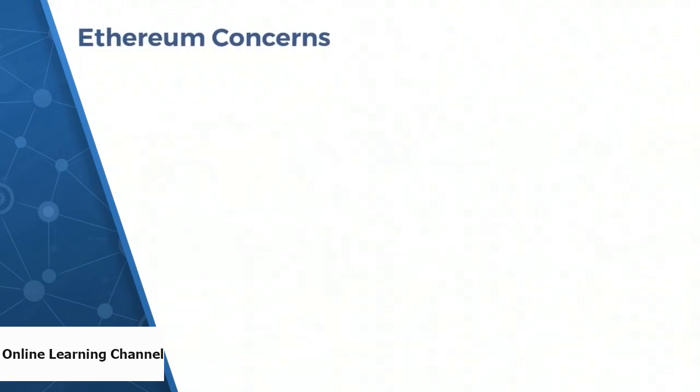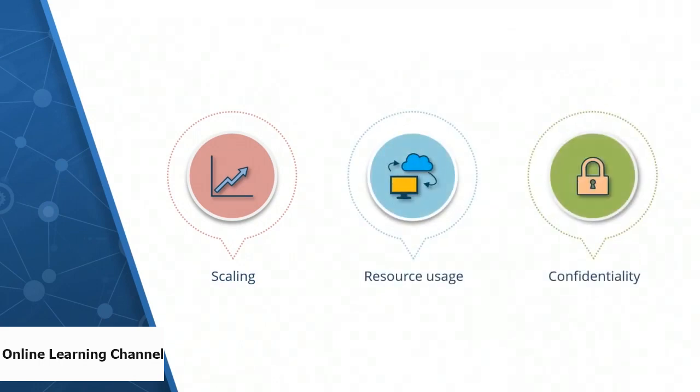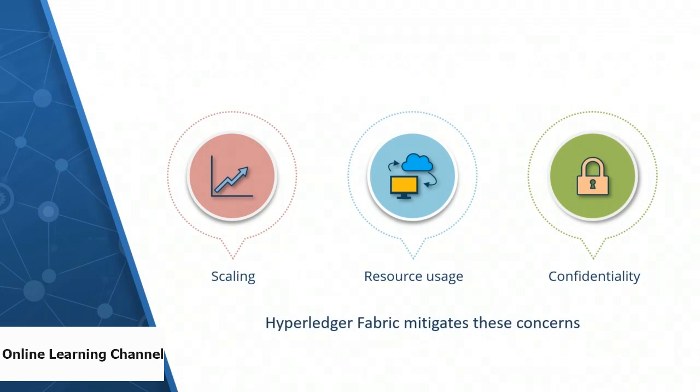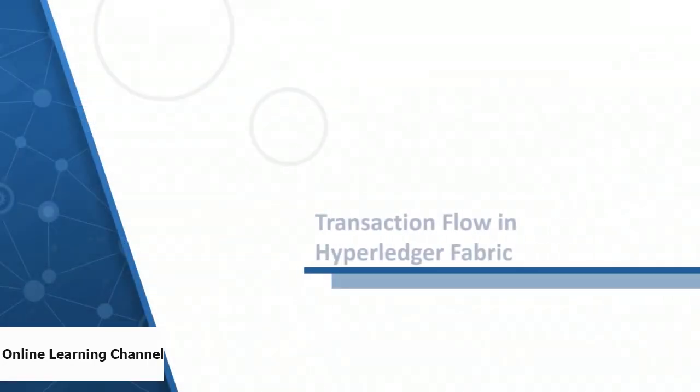So we have seen now that there are several concerns around the Ethereum network, around scaling, resource utilization, and confidentiality, but these have been mitigated in Hyperledger Fabric. We saw in the previous video that Hyperledger Fabric is able to generate a very high throughput. Much of this is due to the way transactions are processed in this blockchain implementation, and we will now be taking a closer look at this. So let us dive into transaction flow in Hyperledger Fabric.